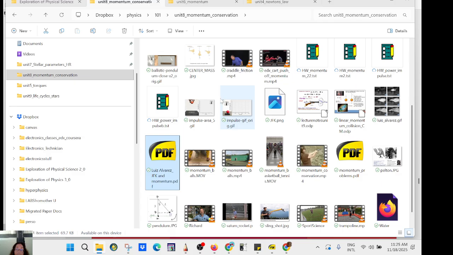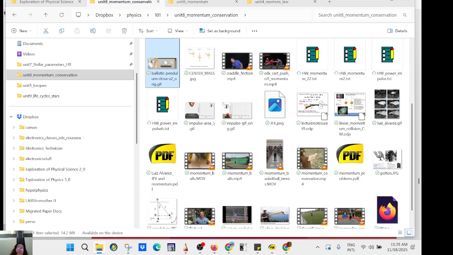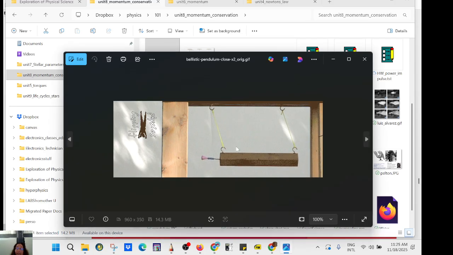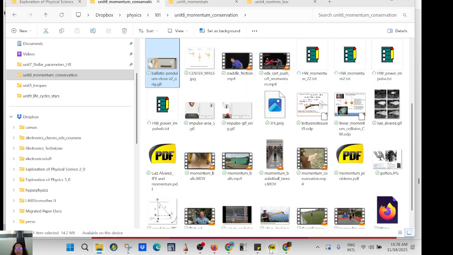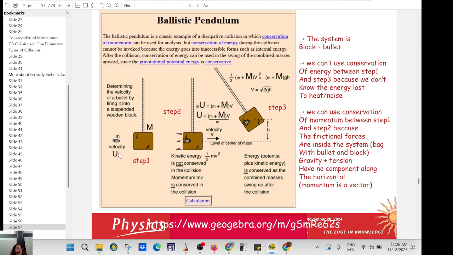So let's see, ballistic pendulum, same website. You see, it's going to increase the height. So by finding the height, the question is, how can you find the speed of the bullet? First of all, let me ask you something. Can you use conservation of energy between step 1 and step 2? Why or why not? Is the energy conserved?